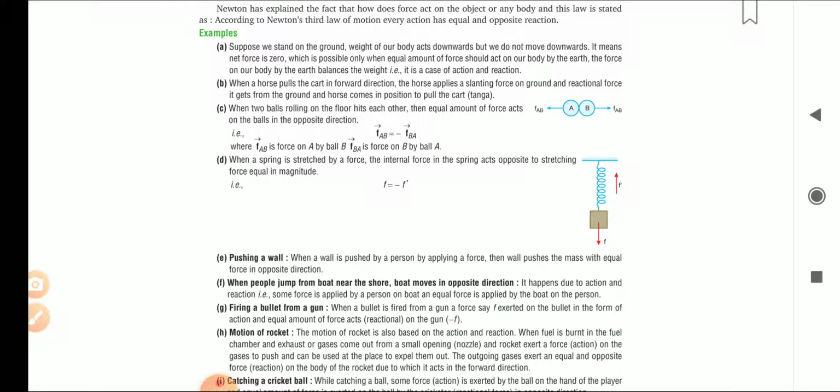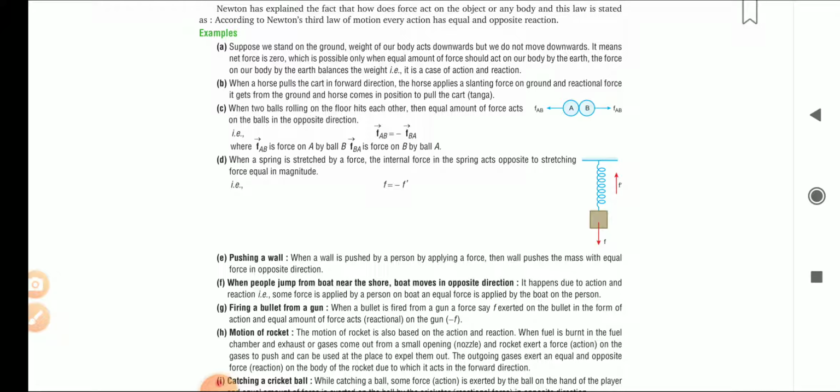We are standing on the ground, we are not going inside the ground. Why are we not going inside the ground? Because this actionary force is balanced by the reactionary force. So the total force is zero. That's why we are able to stand on the ground.